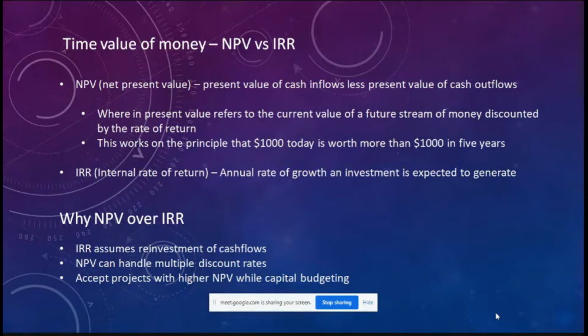So I'm starting with year 0. I'm going to year 1. And I'm comparing this year 1 inflow to my year 0 outflow.